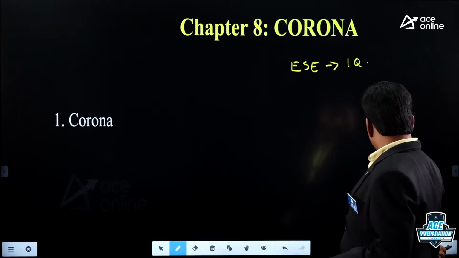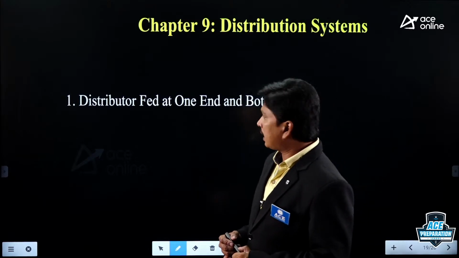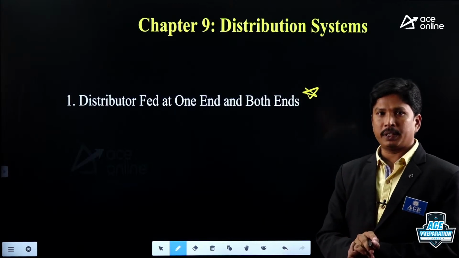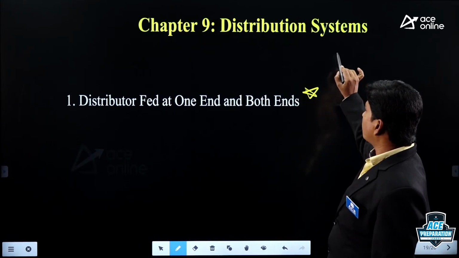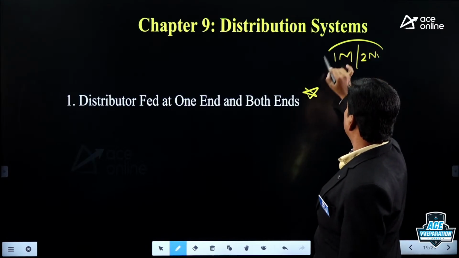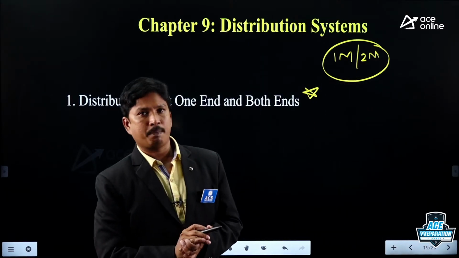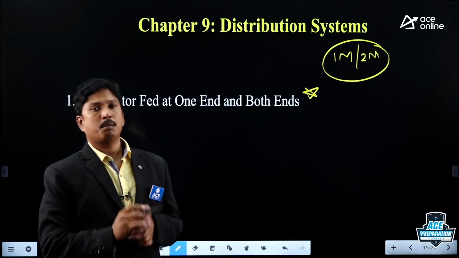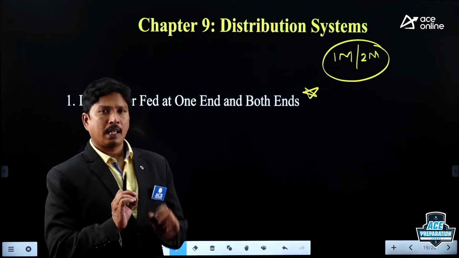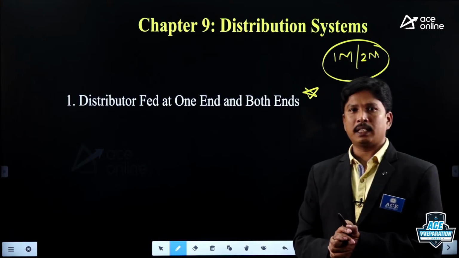Now coming to the last one, distribution system. Distribution system is a somewhat important chapter. We have some good problems in the distribution system, and we can expect at least a one-mark or two-mark question in it. Students, it is one of the most important chapters. But the calculations in the distribution system are very easy and we can learn them very easily. Clear? So this is the complete syllabus, students.